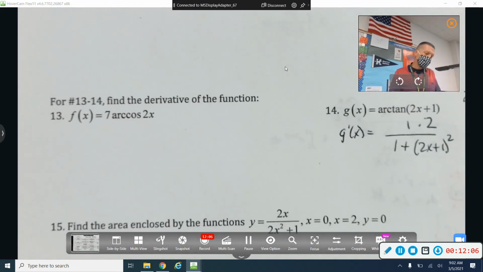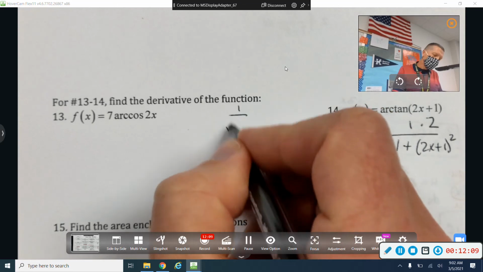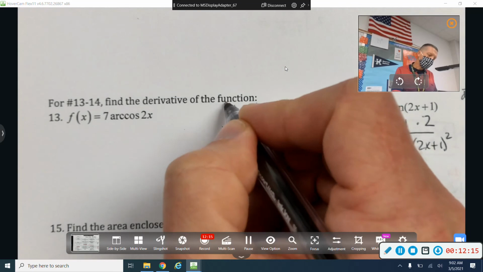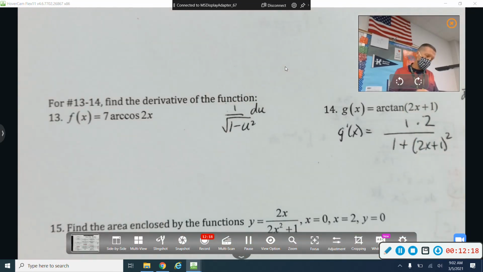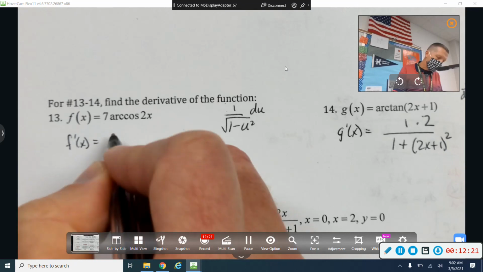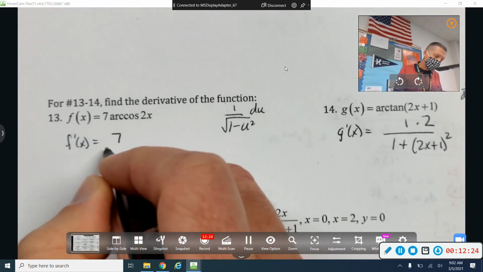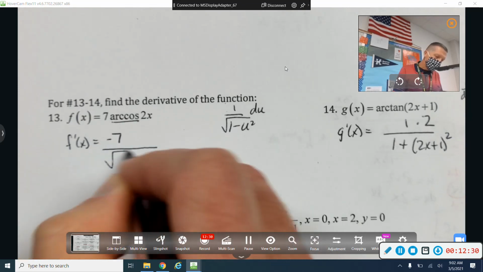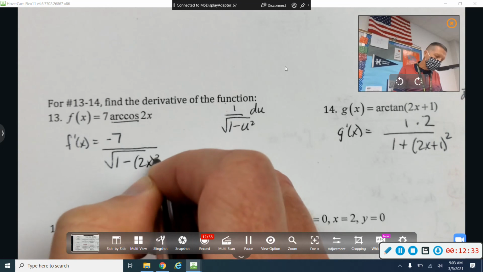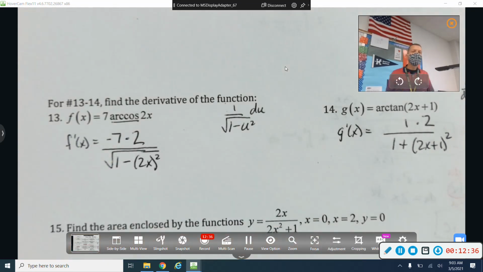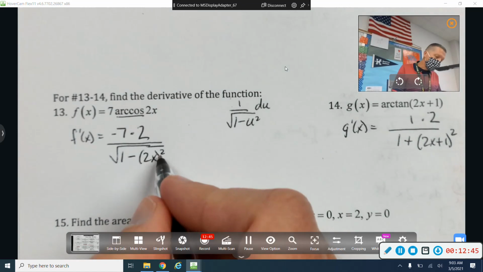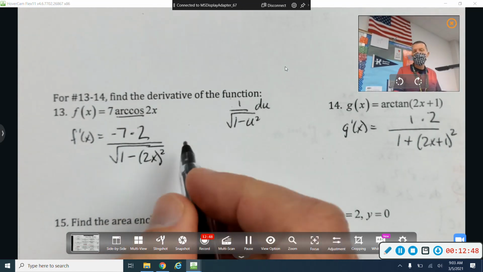Sine and cosine are 1 over square root of 1 minus u squared du. And the sine is a plus and the cosine's a minus. So this one would be 7, just along for the ride. Inverse cosine, so negative. Square root of 1 minus 2x squared times 2 for the chain rule. And you can leave it like that. That's an acceptable answer. If you just make sure that 2x is squared, so in parentheses, or you could write it as 4x squared.